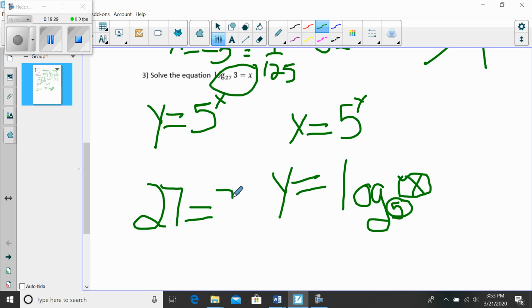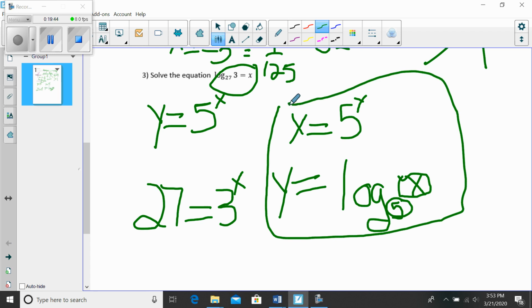So the exponent is the answer. I would need to help them recognize the similarities between this set of equations here and this set of equations here. Help them recognize that they have the same structure. And again, that would be a form of good feedback.